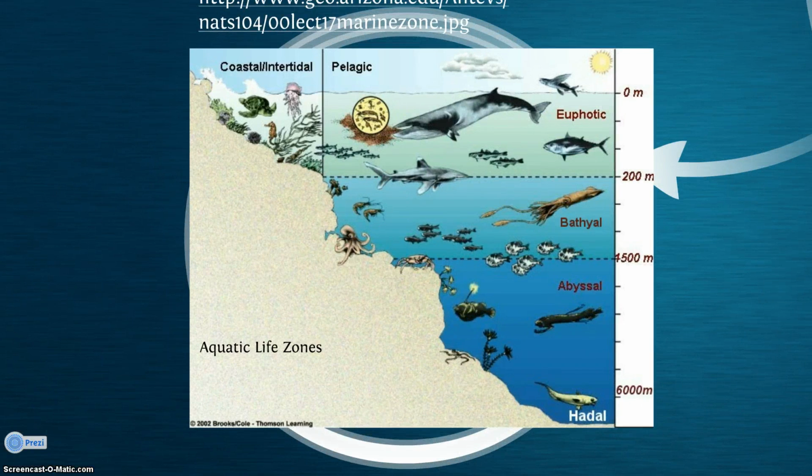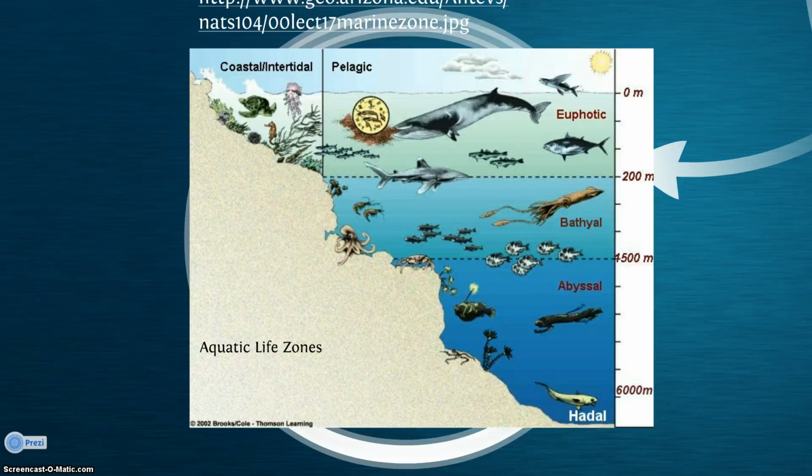I would like to point out that biomes are strictly terrestrial. They're only land areas. The same concept applies in water, but in water we talk about aquatic life zones. The biggest distinction here is not so much climate, but salinity. So I have freshwater aquatic life zones and saltwater aquatic life zones. And I've got a picture here of a saltwater aquatic life zone chart.